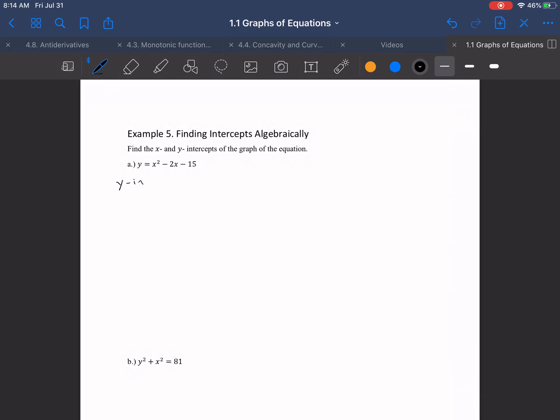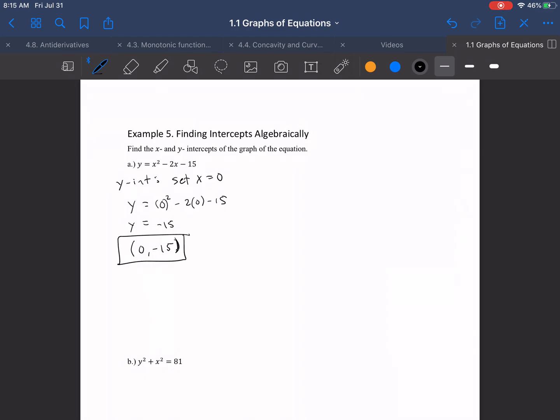For the y-intercepts, we're going to set x equal to 0 and solve it. So we'll get y equals 0 squared minus 2 times 0 minus 15. So this is 0 minus 0 minus 15. There you go. And so our only single y-intercept here is (0, -15). There we go. That's it.